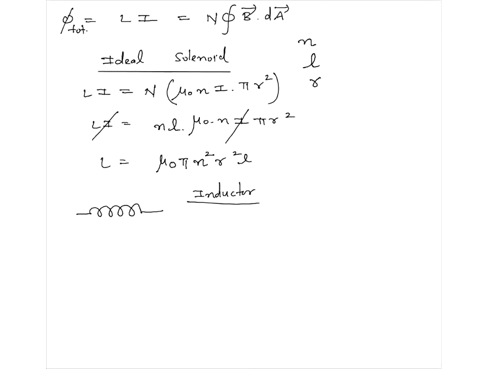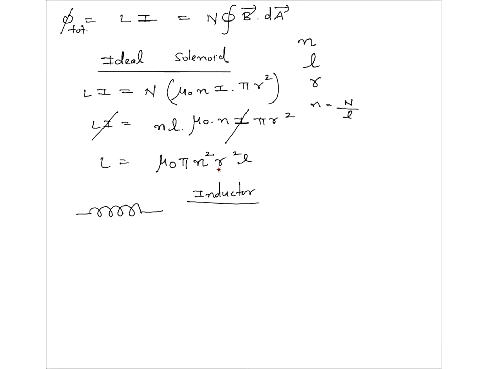But then suppose capital N is not given. Small n is given, total length is given, radius is given. Then what is small n? Number of turns per unit length. So just get rid of capital N, putting small n into l in its place, and see if you are getting this answer: mu naught pi n squared r squared l.